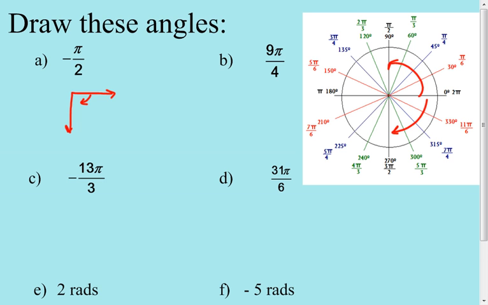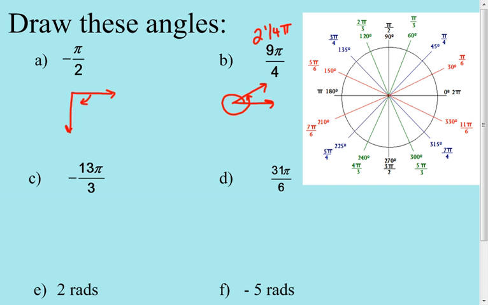9 pi over 4 you should not see on your unit circle, so you might need to think about that as a mixed number as well. 9/4 is the same as 2 and 1/4 pi. Okay, so you'll start here, and then it's positive, so you'll rotate this direction. There's 1 pi, there's 2 pi, and an extra fourth of a pi puts you right there. Okay?